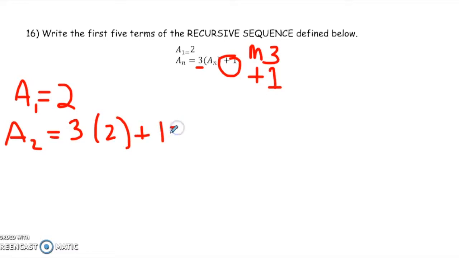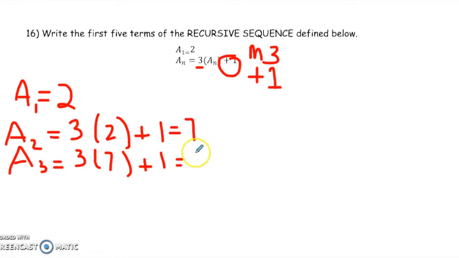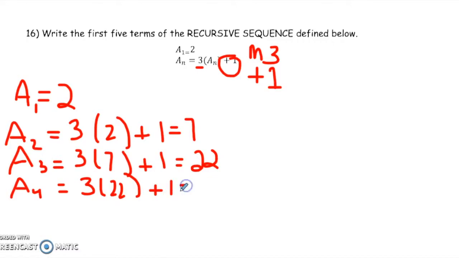So your second term is 7. Third term is the same pattern. Take your second term, multiply it by 3, and then add 1. So this is going to be 22. Fourth term, you take the third term, 3 times 22, and then add 1. So that's going to be 67.